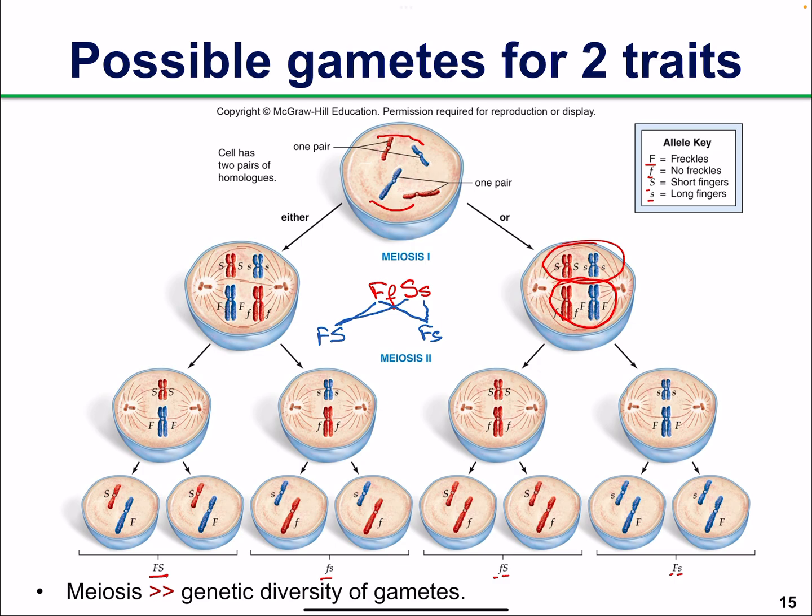And then other possibilities are for lowercase f now. So this lowercase f can end up in the same gamete as capital S. So F, capital S. Or this F can end up with this S right here, so that we're going to have lowercase f, lowercase s, right? 4 possibilities, okay? 1, 2, 3, 4 gametes possible. All right, let's move on.